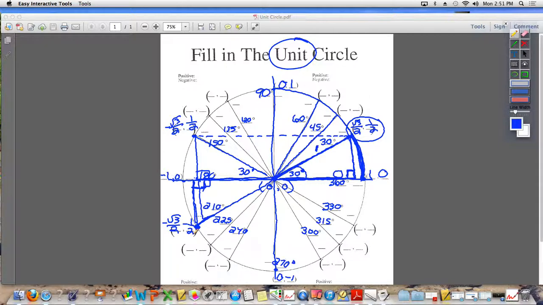We have the same triangle over here. Okay, so how far to the right is this point right here? Square root of 3 divided by 2. It's the square root of 3 over 2. How far down is it? Negative 1 divided by 2. Okay, Emmanuel has it, you guys. Square root of 3 over 2, comma, negative 1 over 2.